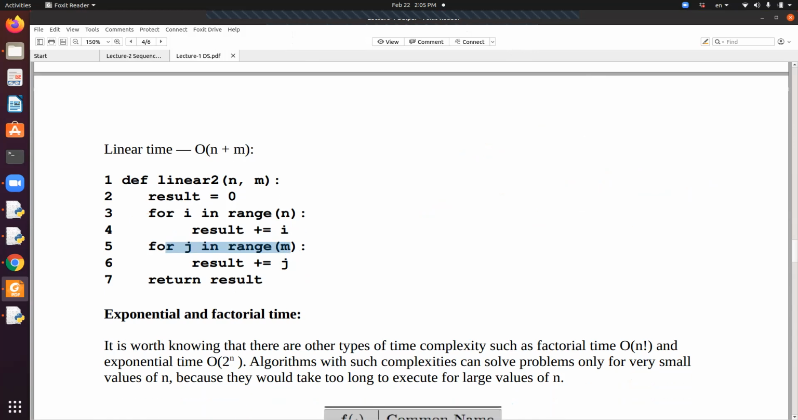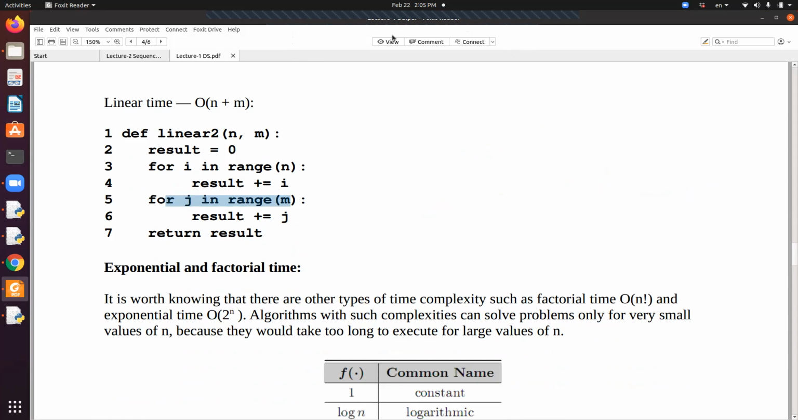So finally, factorial and exponential running time. Exponential running time কি? Exponential running time হচ্ছে big O 2 to the power n. It is very bad. Okay, as I have told, almost horizontal growth curve. Okay, so this is very bad.